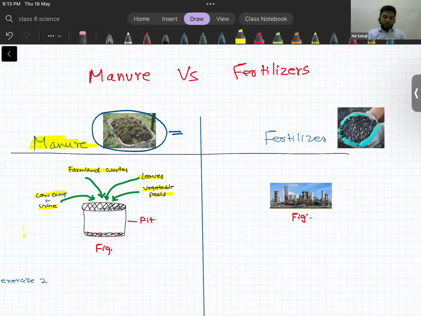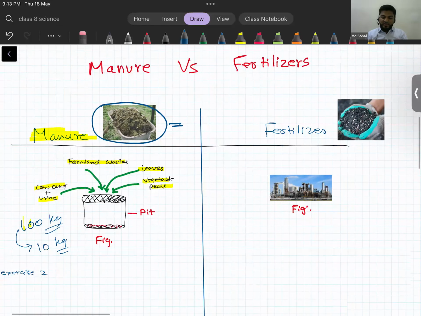Suppose you took 100 kg of waste. When it gets transformed into manure, its weight might be somewhere around 10 kg only. So to make manure, you have to take a huge amount of waste. Now see the next picture.